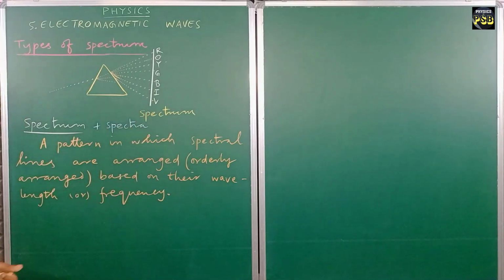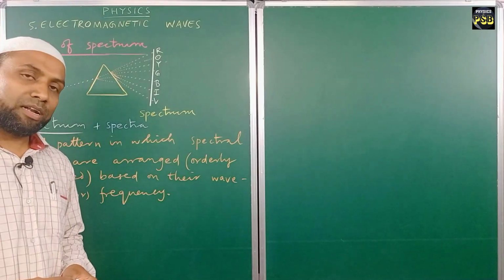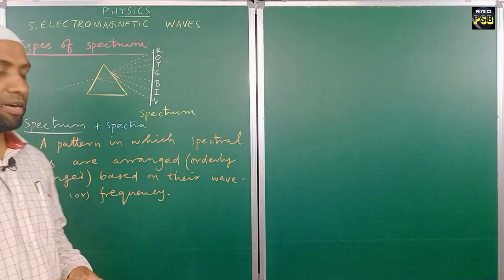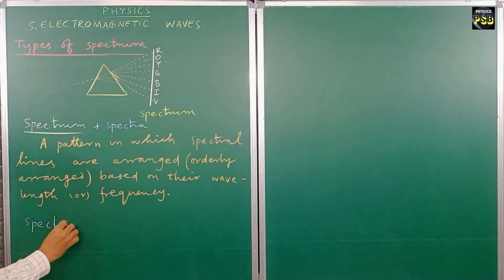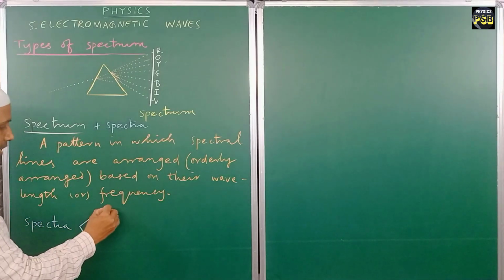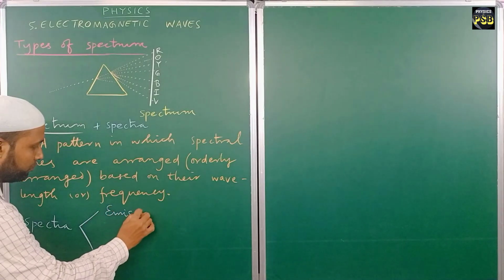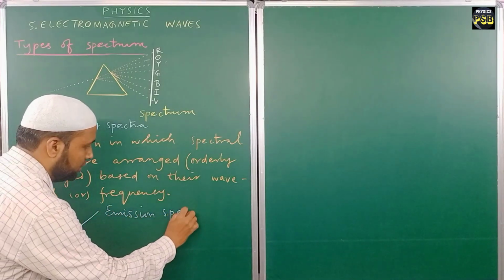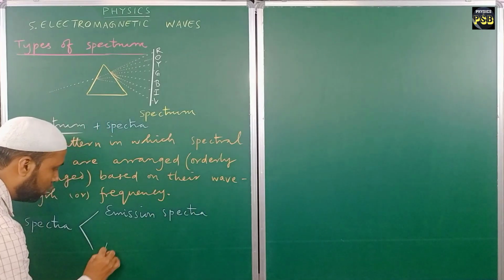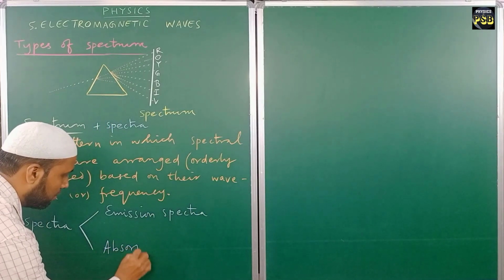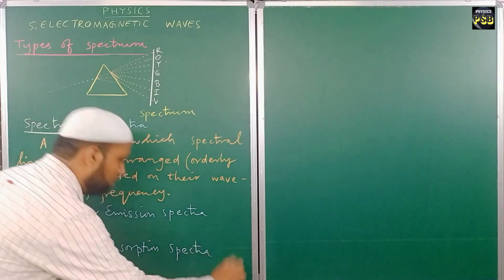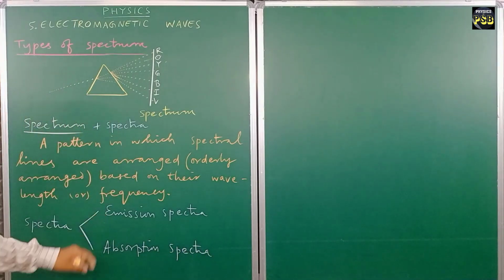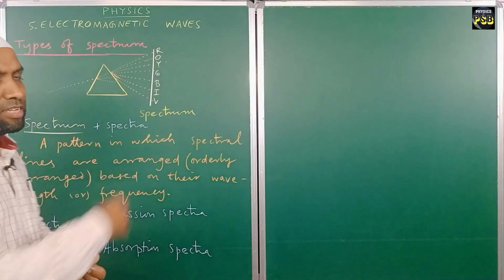The spectra are broadly classified into 2 as emission spectra and absorption spectra. First one is emission spectra. The second one is absorption spectra. In turn, these 2 are classified into 3. Now we'll discuss one by one.